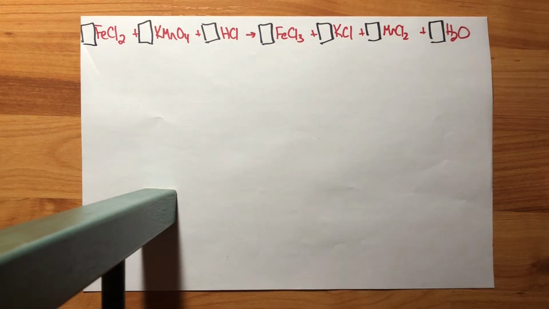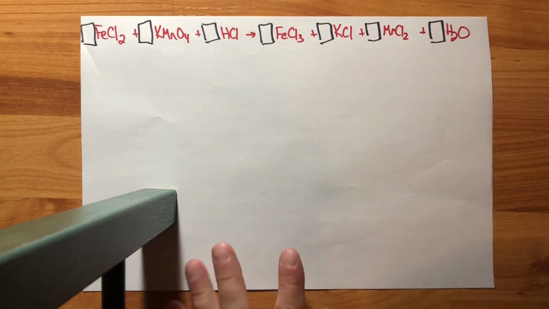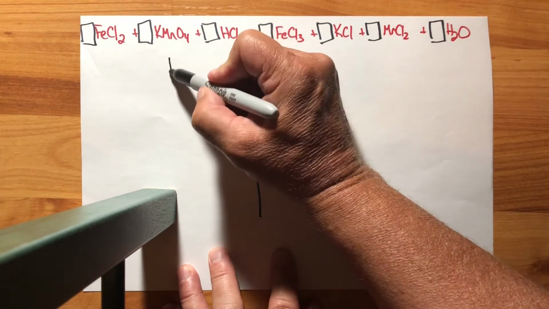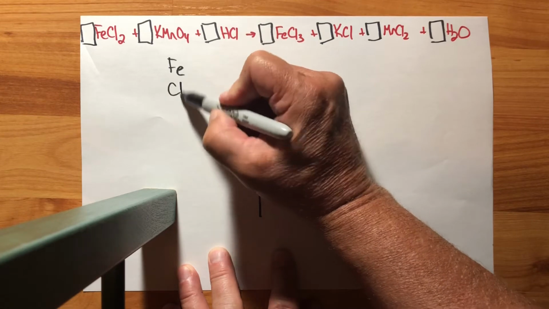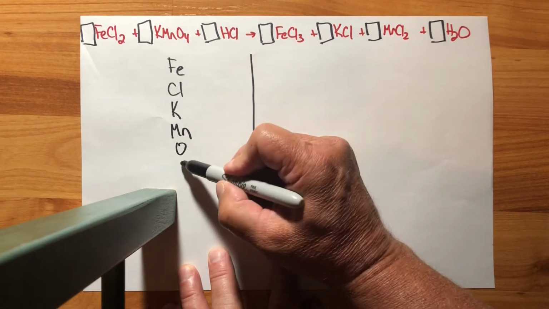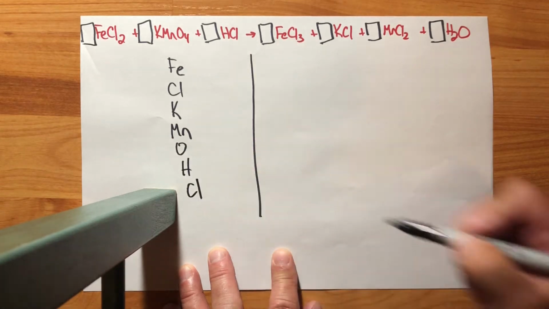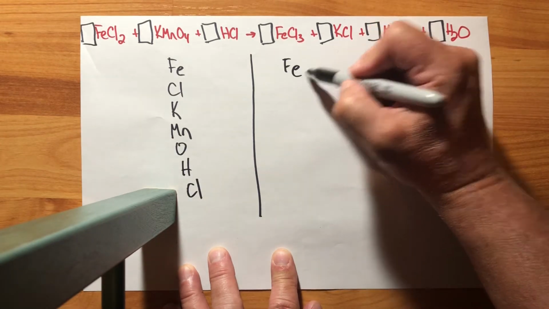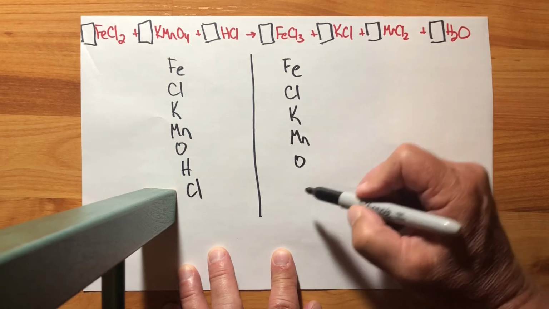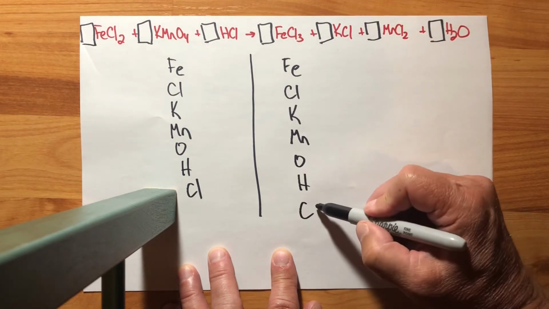Hi everybody. I have one more balancing one to show you, and this one is a difficult one. So if you were wondering what a difficult one looks like, this is an example. On this one here we have iron, chlorine, potassium, manganese, oxygen, hydrogen, and chlorine.